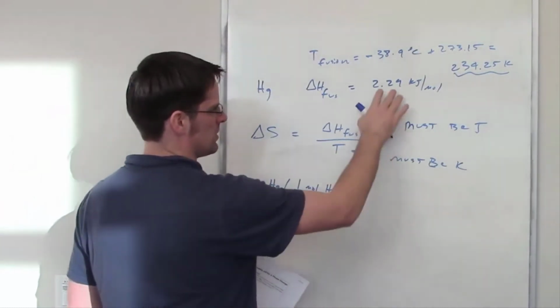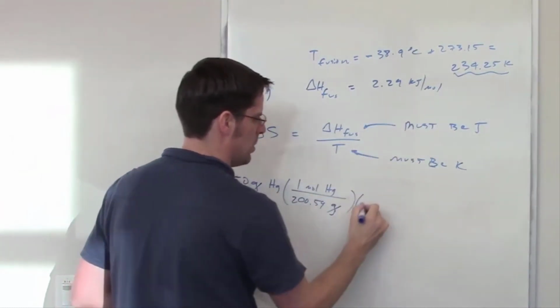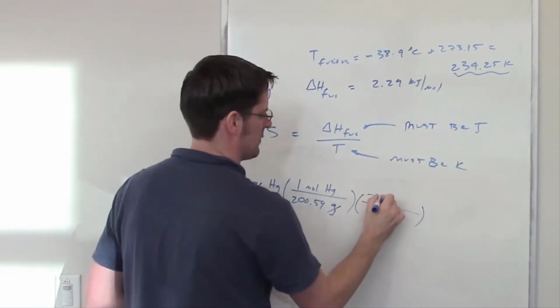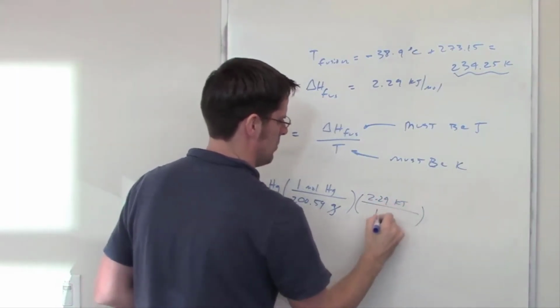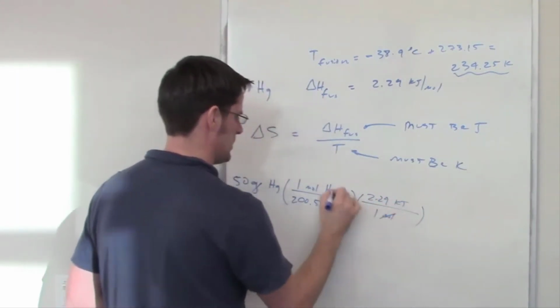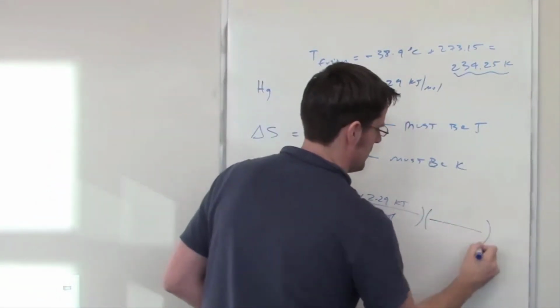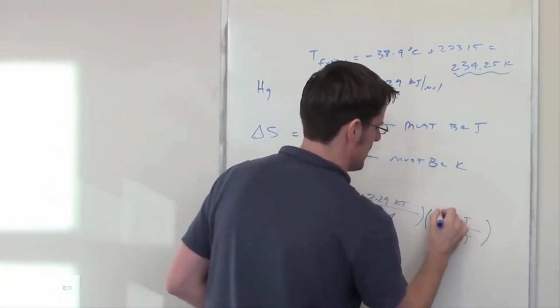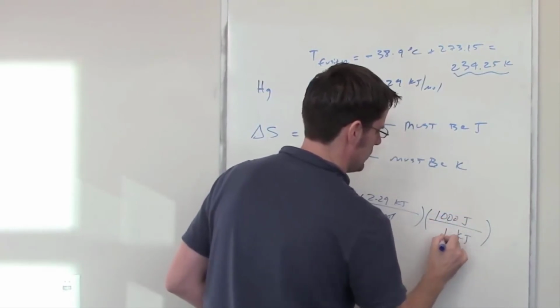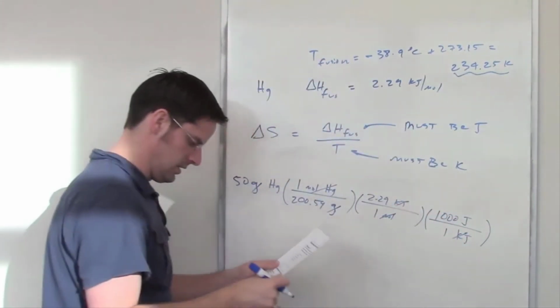Am I getting closer? Yeah, I think so. You notice we've got this value up here that has kJ per mole. So for this process, I've got 2.29 kilojoules in 1 mole of mercury. The moles cancel each other out. Now I'm at kilojoules. I need to turn them into joules, though, so I'm going to put kJ in the denominator. Remember that there are 1,000 joules in 1 kilojoule. The kilojoules cancel each other out.